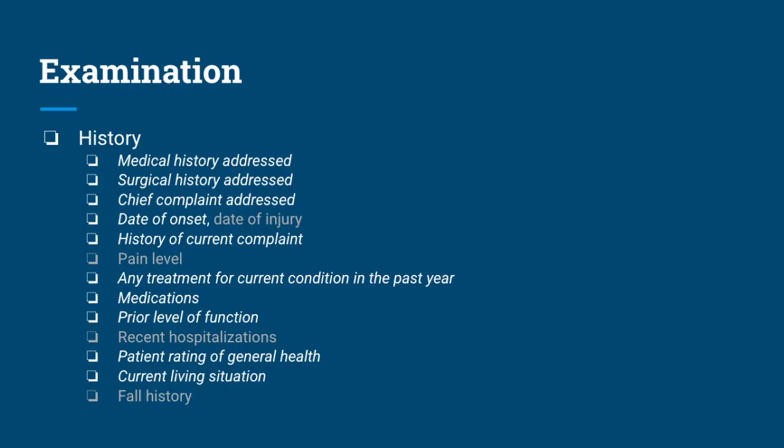You need to include the patient's chief complaint and the date of onset, and the hospital has that date of injury, so if it was an injury, then make sure you include that. You want to include the history of the current complaint so that we know when this happened, what the patient has done up until now, what the progression of symptoms has been.